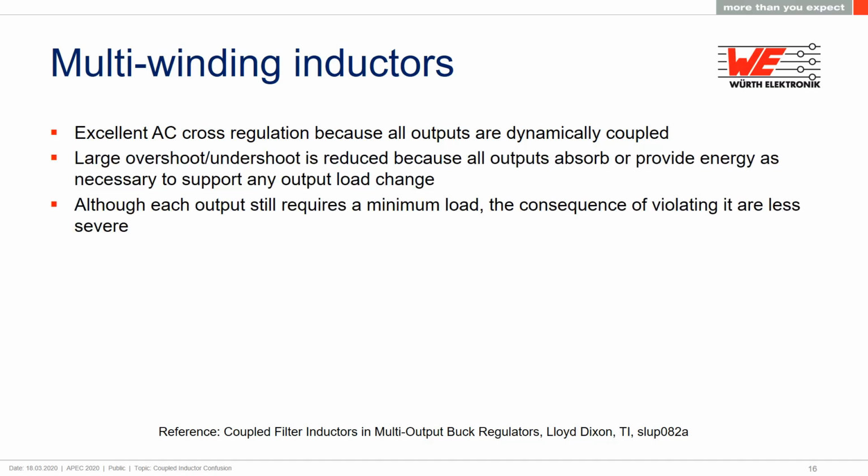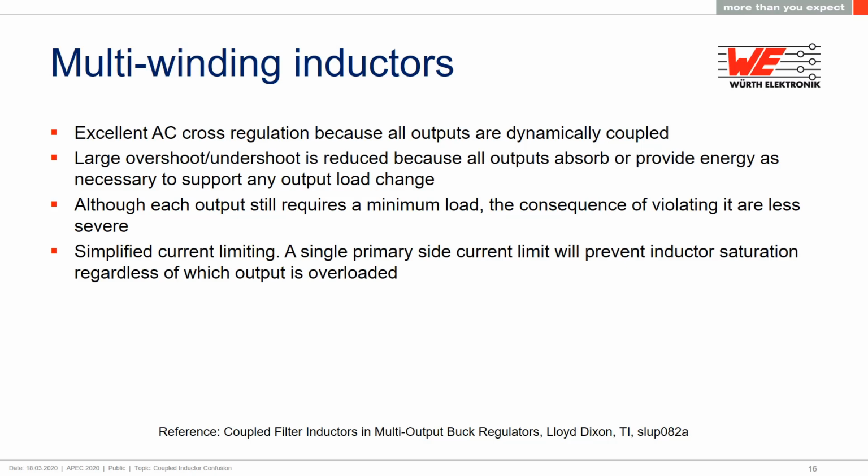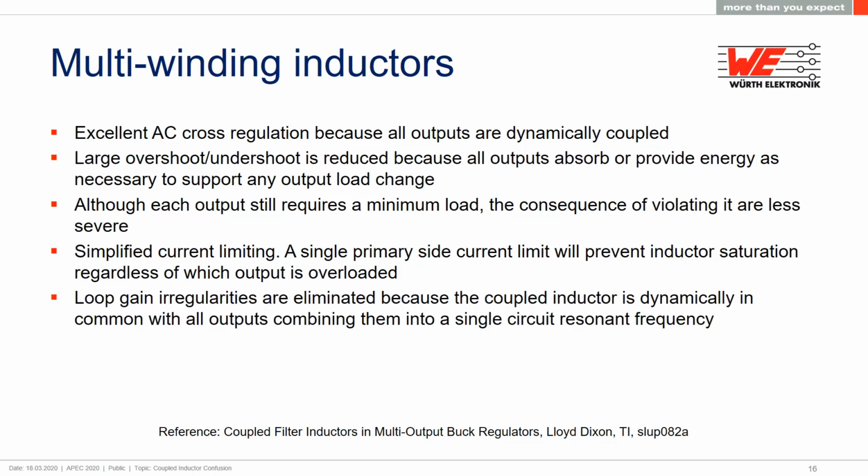Overshoots are reduced because the other outputs absorb or provide energy, which helps to minimize the swing that would normally happen. It also simplifies current limiting because any single secondary short will reflect back to the primary side through the inductor. It's also a little easier to control because loop gain irregularities are eliminated by the dynamic linking of all the outputs through the common mode inductor. A single inductor may be smaller and lower cost.